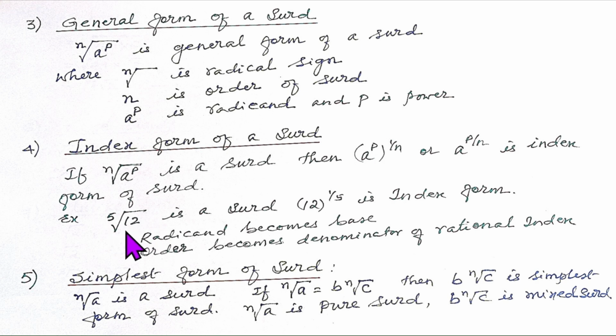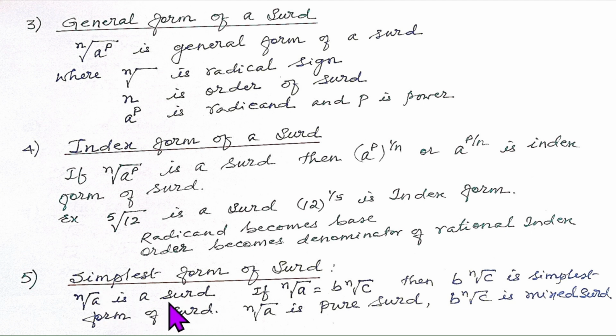The fifth root of 12 is a surd, or 12 raised to 1 by 5 is its index form. Radicand becomes base and order becomes the denominator of the rational index. Remember that.